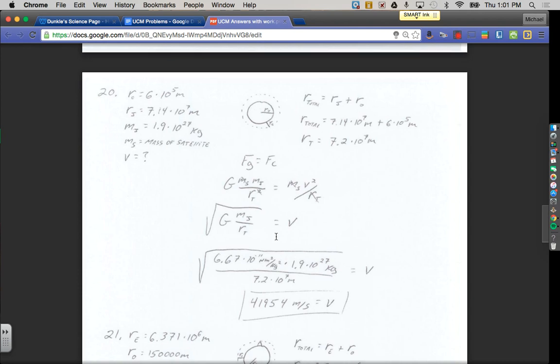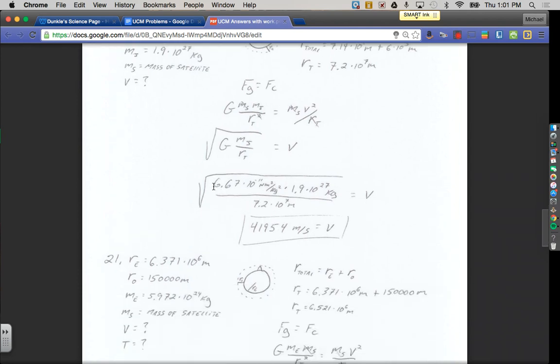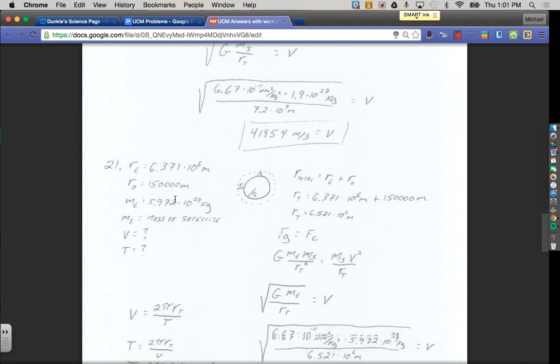the orbital radius. Plugging in the numbers, I get big G, 6.67 times 10 to the negative 11th newton meter squared per kilogram squared, which is the same everywhere in the universe, times the mass of Jupiter, which was given in the problem at 1.9 times 10 to the 27th kilograms, divided by the orbital radius, which we solved for, of 7.2 times 10 to the 7th meters. Once I plug that into my calculator, I find out that the satellite has an orbital speed of 41,954 meters per second, which is very, very fast.